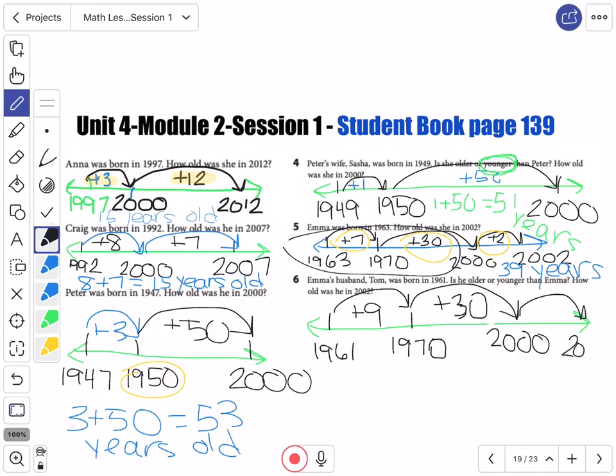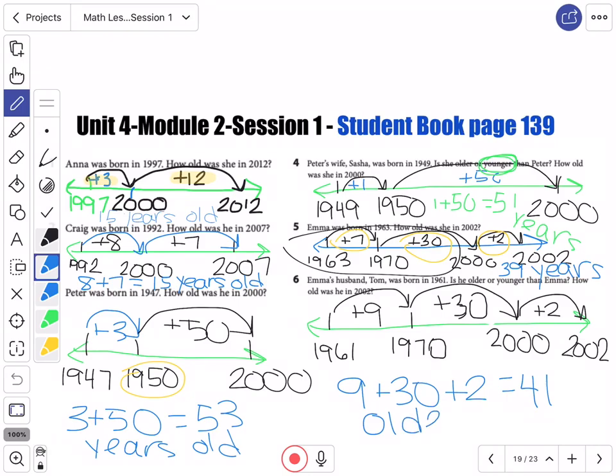So to 2002, 2 more years. So if I add these together, 9 plus the 30 plus the 2, that equals 41. All right, so that means that Emma's husband, Tom, is he older or is he younger than Emma? He is older, and he was 41 years old in 2002. All right, so there is how old Tom is.